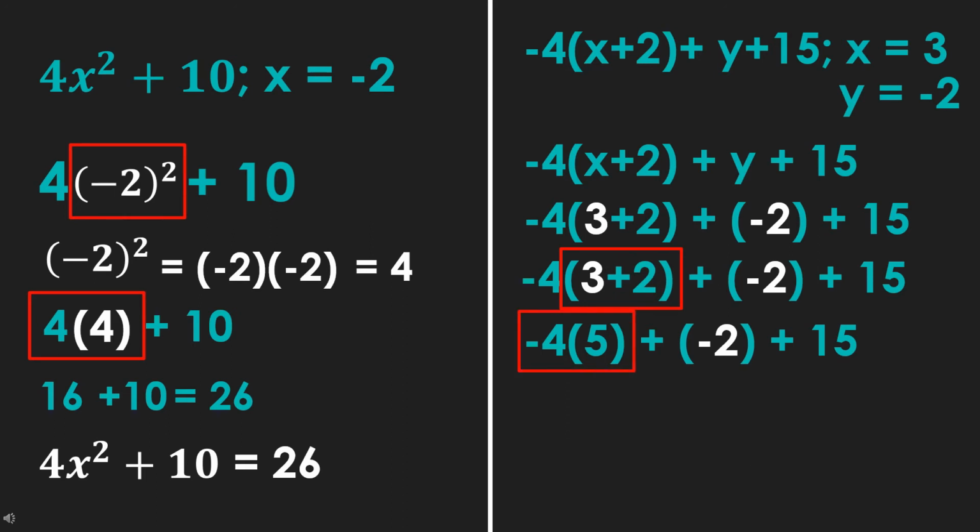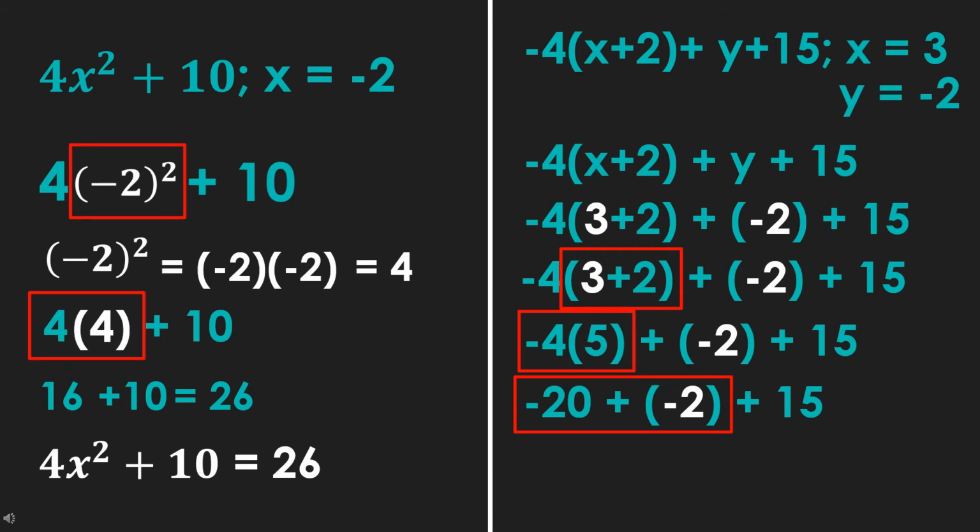We have now negative 4 times 5 plus negative 2 plus 15. Next, we perform the multiplication, and so we need to solve first negative 4 times 5, and that is negative 20. The two numbers have different signs, so the final answer is a negative number. Thus, at this point, we have negative 20 plus negative 2 plus 15. We solve from left to right, 2 at a time.